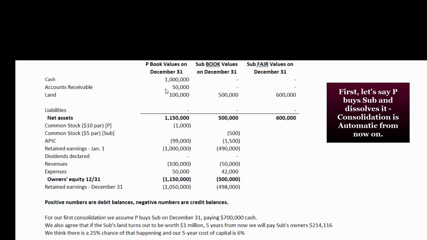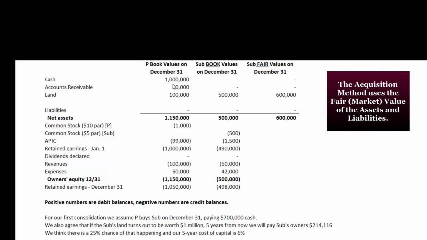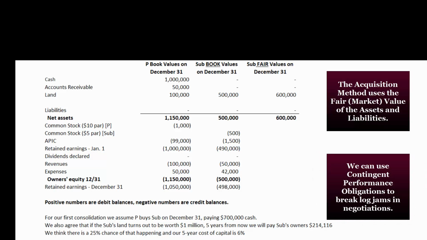The first instance, they're going to buy the sub and then dissolve it. Well, we're going to use the acquisition method, which means we're going to put the assets on P's books at their fair value. And let's say we negotiate with these guys, and they say, you want to buy our business, you got to pay us $700,000 cash. And by the way, we think this piece of land that we own, it may be worth only $600,000 now, but we think 5 years from now, when the road gets widened, that it's going to be worth $1 million.